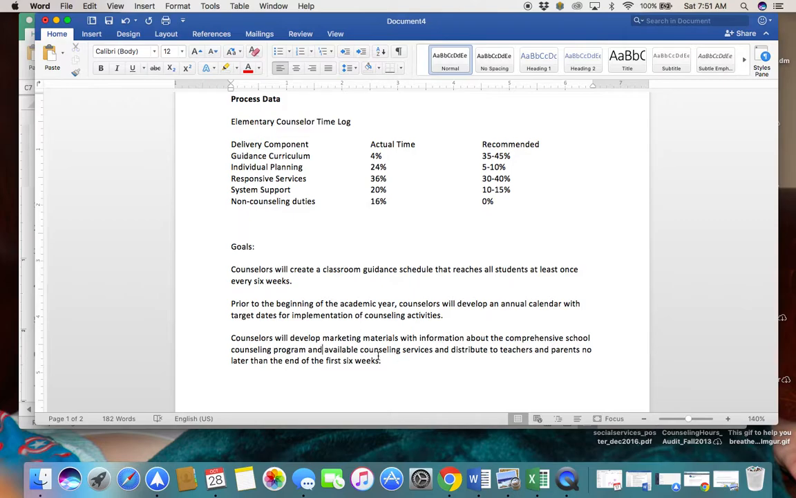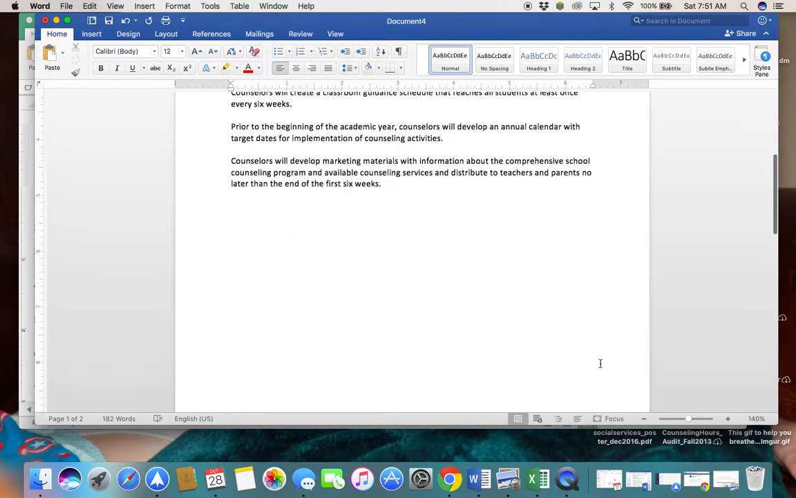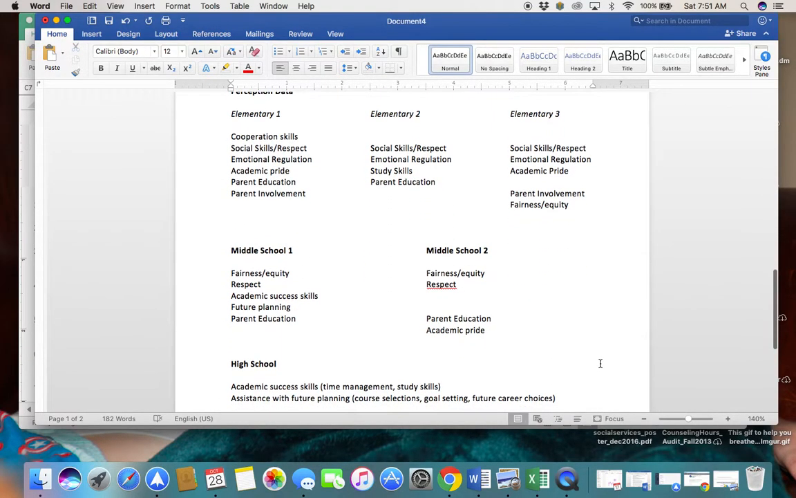And this might be something that you do as a district, that pretty much your comprehensive counseling program, the basics of it, are going to be the same for everybody, and the services available are going to be the same for everybody. So that might be something that's done at the district level. Okay, so that's how we dealt with our process data and the goals related to it. All right, so now we move into perception data.